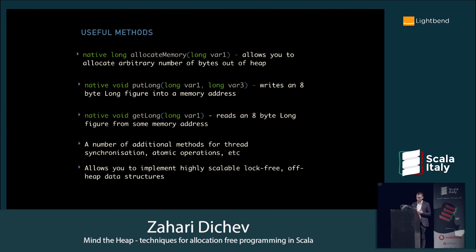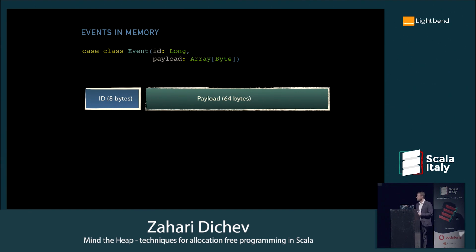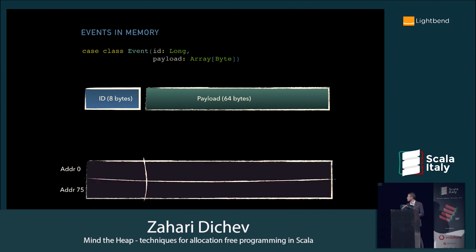So if we go back to our little example with events, you might wonder, how is that even useful? Well, if you think about it, this event that we're looking at is actually a bunch of bytes, right? It has an ID, which is 8 bytes, and it has a payload that is 64 bytes. So if we have a block of memory and we want to write a bunch of events there, and we have this memory looking like that, I'm sure that's exactly how it looks.